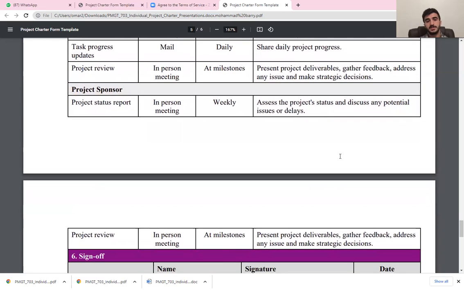The second meeting is also supposed to be in person, presenting the deliverables that the team has done and gathering the feedback: this is good, this is bad, I want this to change, this to change. So the project sponsor is supposed to be in touch with the project manager to see the deliverables and how they are doing one by one.